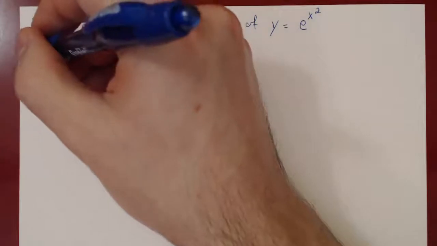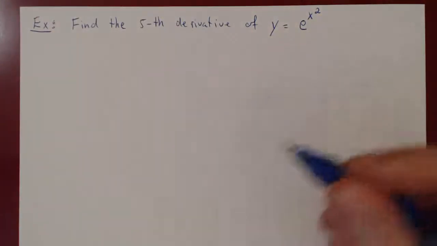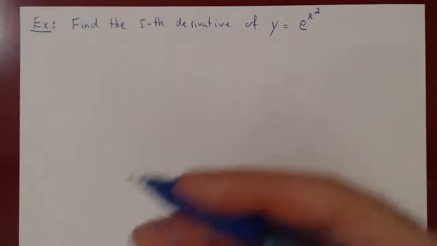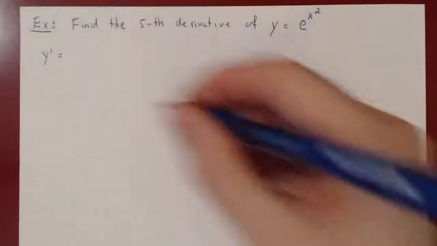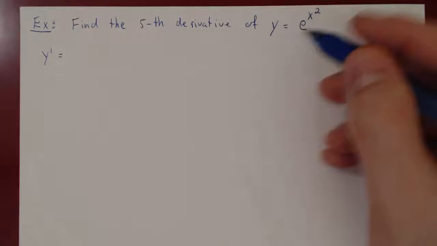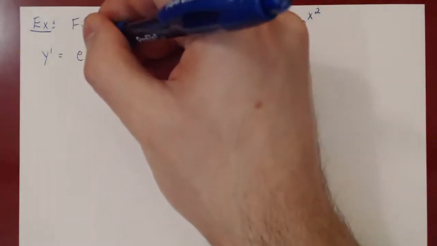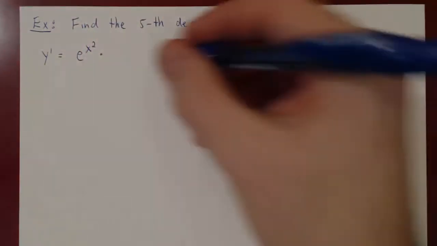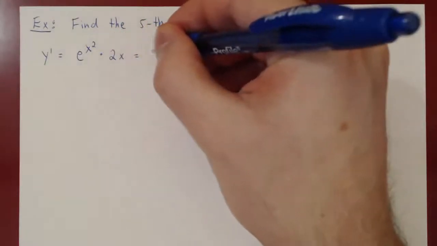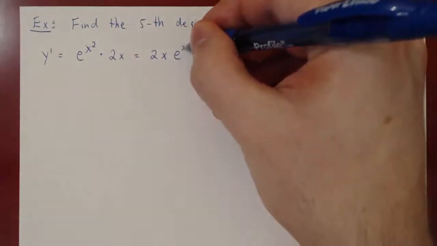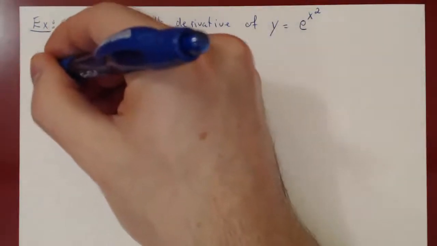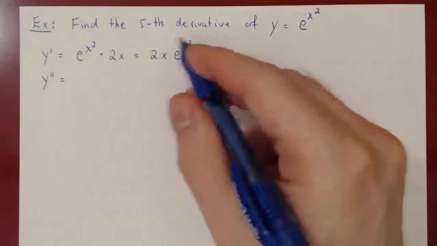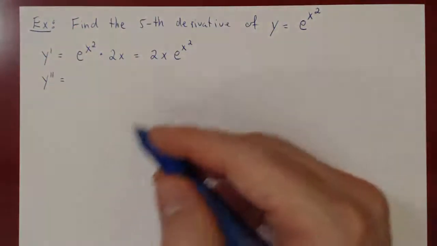Let's find the first derivative. And again, up to the 3rd derivative, we can use the prime notation. Then we'll use a better notation with the little exponent in the bracket. So we find the first derivative, y prime. Differentiate this with the chain rule, you get e to the x squared times the derivative of x squared, which is 2x, which you can write as 2x e to the x squared. So we now have the first derivative. Find the second derivative, y double prime. So differentiate the derivative to get the second derivative.